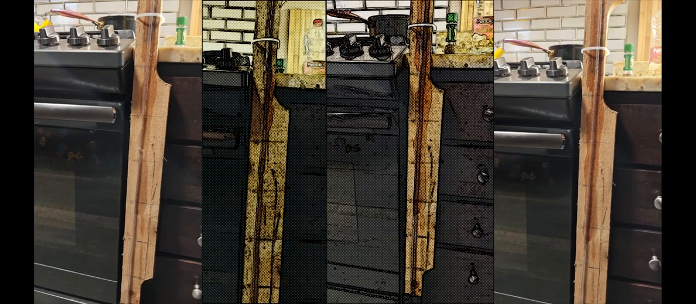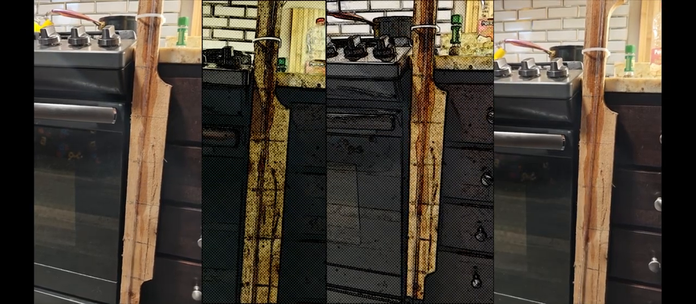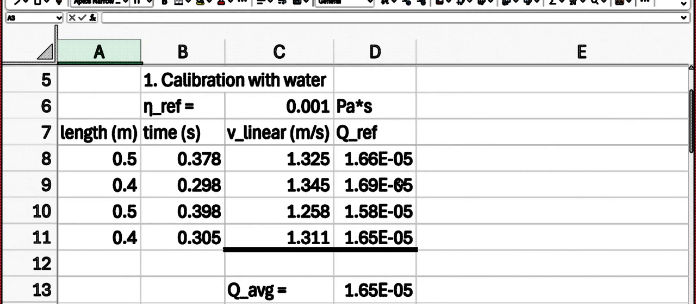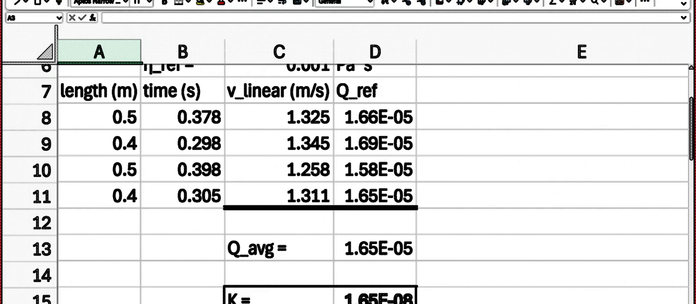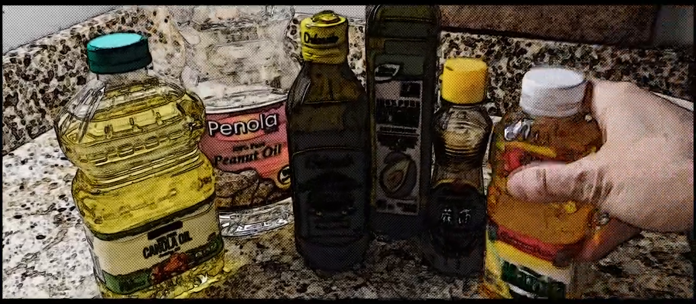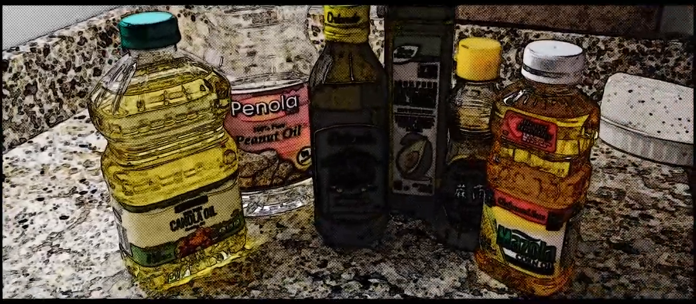It's kind of a mess here, but I had to use rubber bands and duct tape. Once it's all put together, we'll measure the time it takes for the fluid to travel half a meter and use that to calculate viscosity. Everyone knows the viscosity of water is 1.016 times 10 to the negative third Pascal seconds. So let's use that to figure out a calibration coefficient for our apparatus.